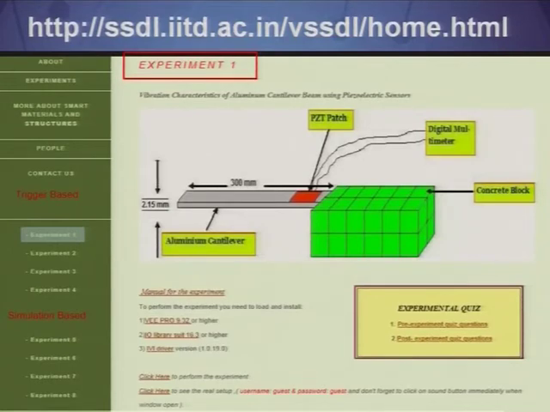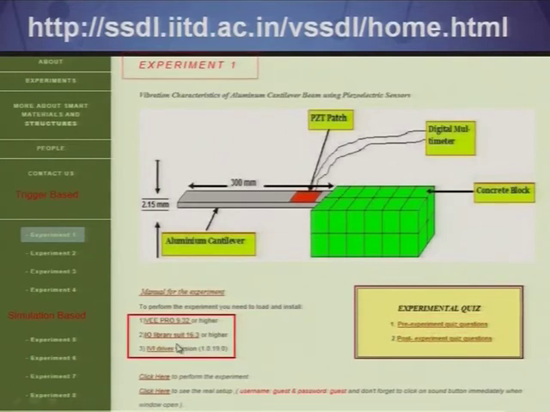So, first taking the trigger based experiments. Experiment number 1: as I have already explained the experimentation and the instruments being used, and the aim of this experiment, which is to get the vibrational characteristics of this aluminum cantilever. The very first thing expected from the users is that they read the manual of the experiment. Next step is to perform the pre-experimental quiz. For all the experiments we have given a pre-experimental and a post-experimental quiz link. So, before performing the experiment it is expected that the user performs this quiz.